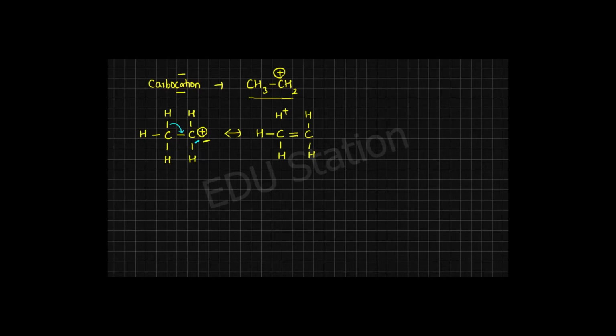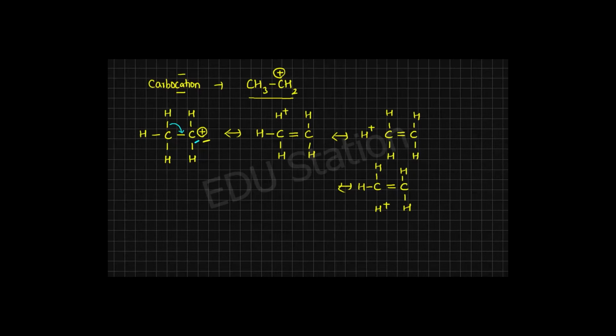Now, this could be this H, again this H. So, next structure could be like this: H plus C double bond C H H H, or the third one. So, the last structure could be like this: C H H H plus, double bond C H H. If you look at these structures, they are very similar to propene.